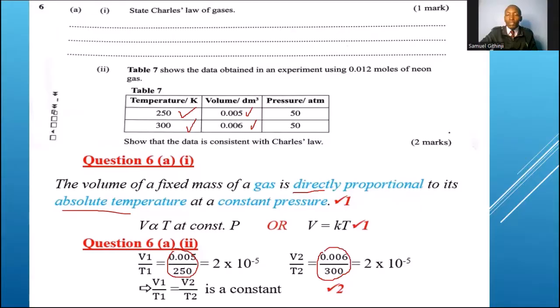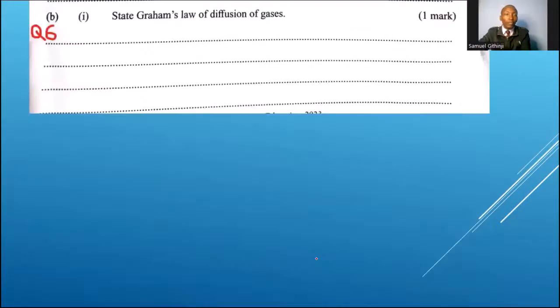Remember this question, it's either 2 marks or 0 marks. Because either you have shown the data is consistent with Charles' law or not. So just take the volume, divide by temperature. Show the answer, the volume divided by temperature. Then show that they are equal. And that is all you need for the 2 marks.